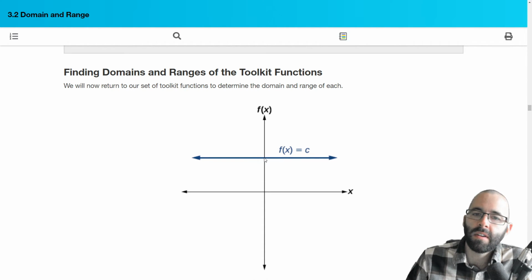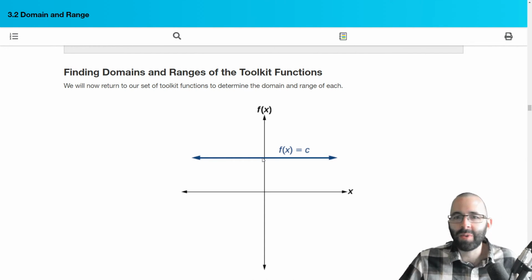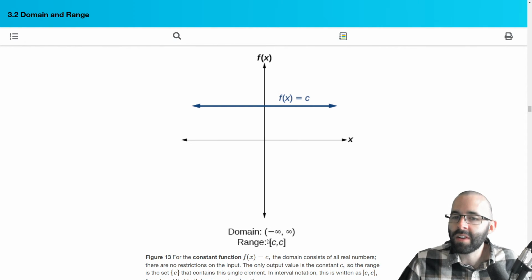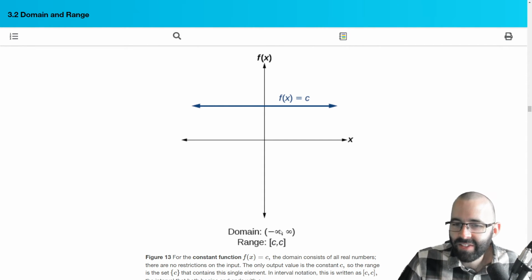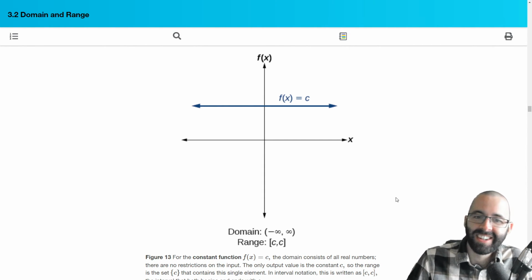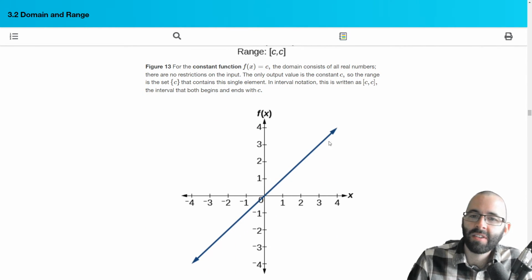Domain, x is far to the left. We can go off to negative infinity. To the right, we can go off to positive infinity. Our domain here is any number. We have all the x's covered here. But our range is a different story, right? The lowest this function can go is c. The highest this function can go is c; it doesn't go up or down. The only y value is just c. So we say that the domain is all real numbers, but the range is just c to c. This is a very small interval, okay? Infinitely small, actually.